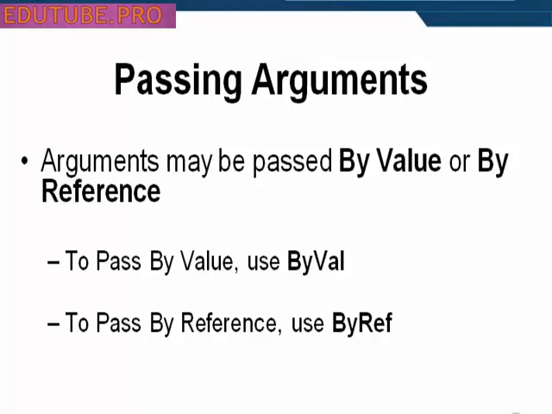When you pass a value to a procedure, you may pass it either by value or by reference. To pass an argument by value, you use the keyword ByVal. To pass the value by reference, you use the keyword ByRef. We will see examples of both of these.